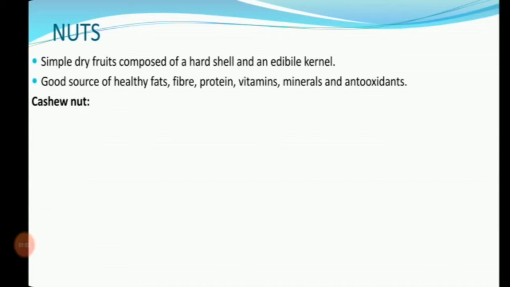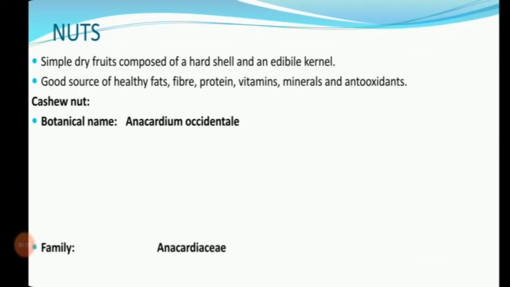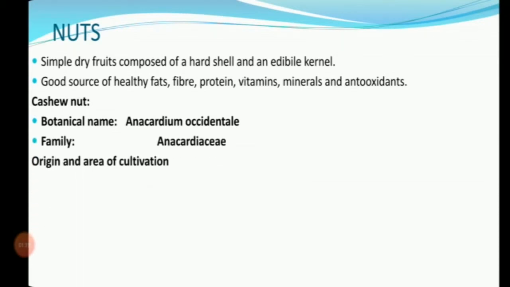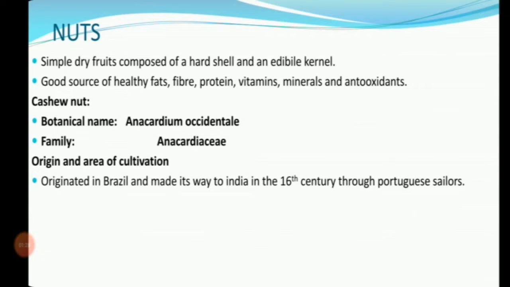Today we learn about the cashew nut. From the nuts, we discuss the cashew nut. The botanical name of cashew nut is Anacardium occidentale. I once again repeat, the botanical name of cashew nut is Anacardium occidentale, which comes under the family Anacardiaceae. Now, I explain about the origin and area of cultivation. Cashew originated in Brazil and made its way to India in the 16th century through the Portuguese sailors.